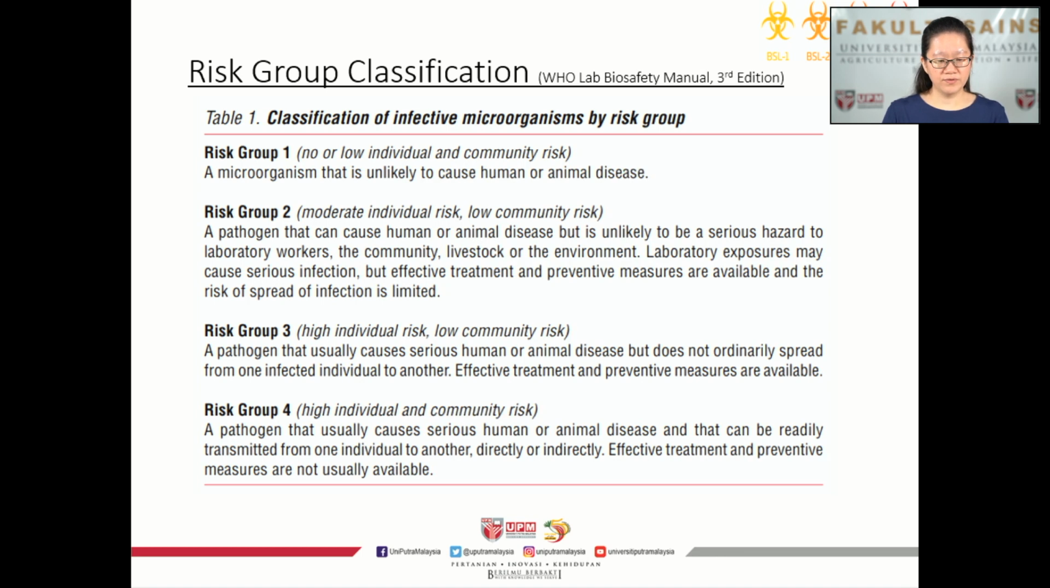The last, risk group 4, is the group that requires maximum biosafety level. These risk group 4 pathogens usually cause serious human and animal diseases and can be readily transmitted from one individual to another, directly or indirectly. Effective treatments and prevention methods are usually not available in this case. So risk group 4 pathogens or agents pose high individual and community risk.